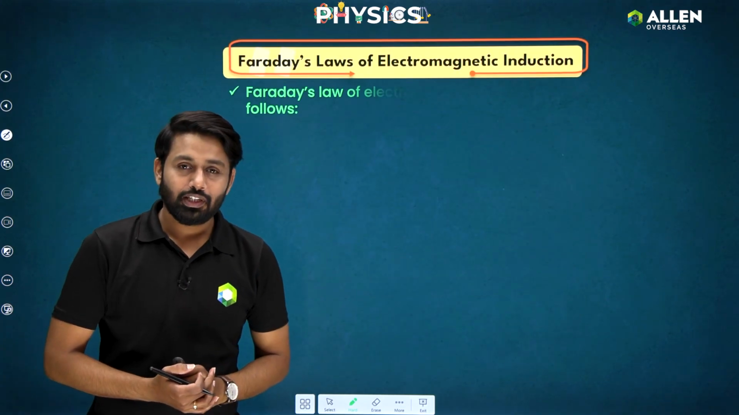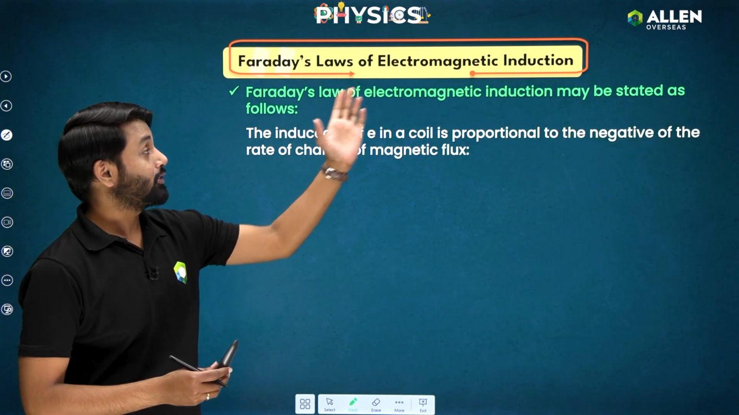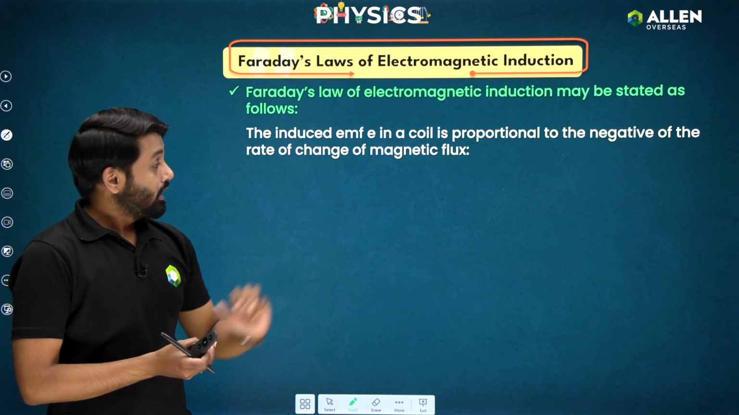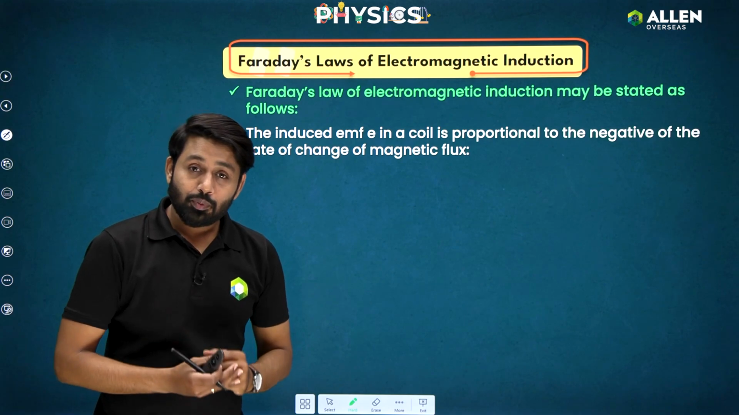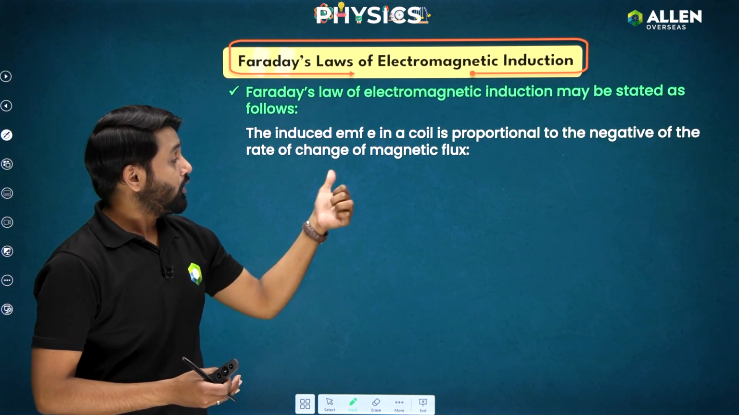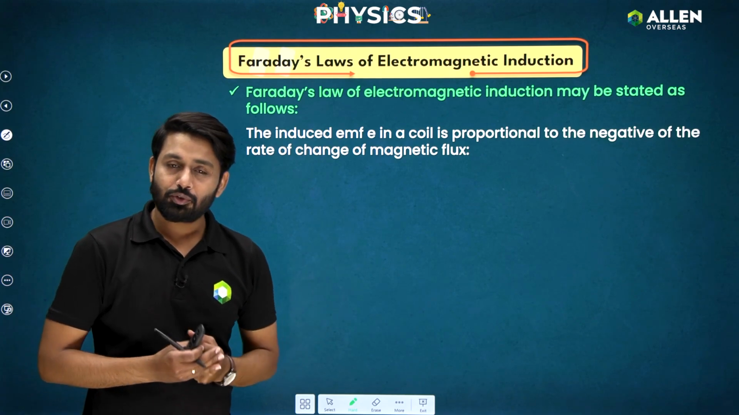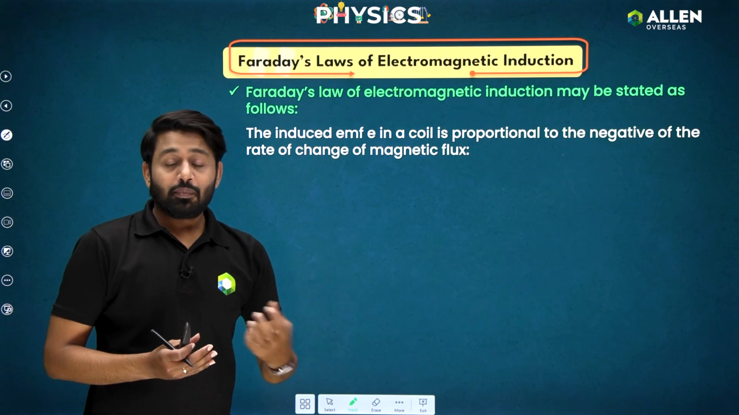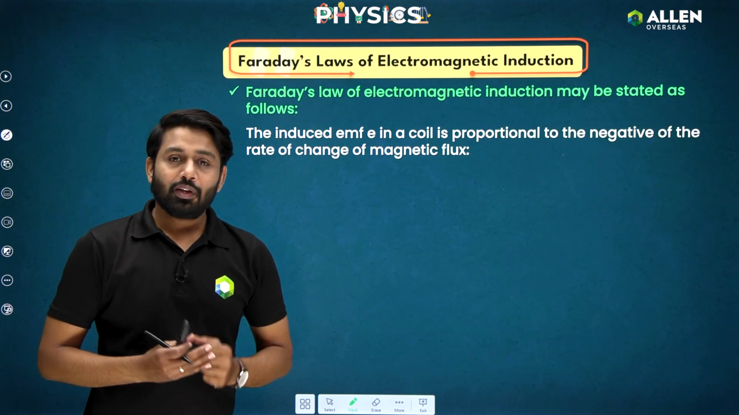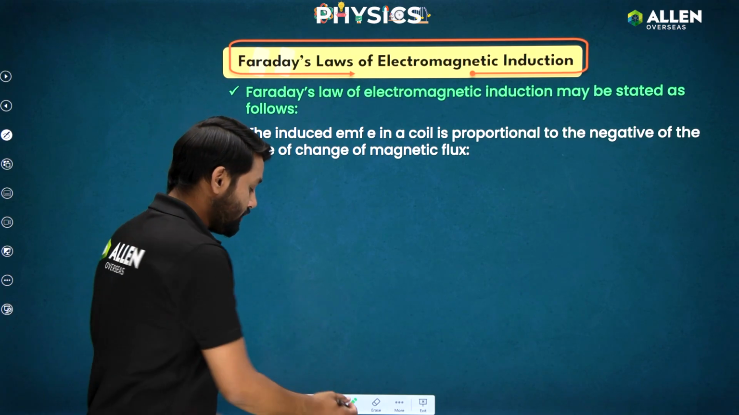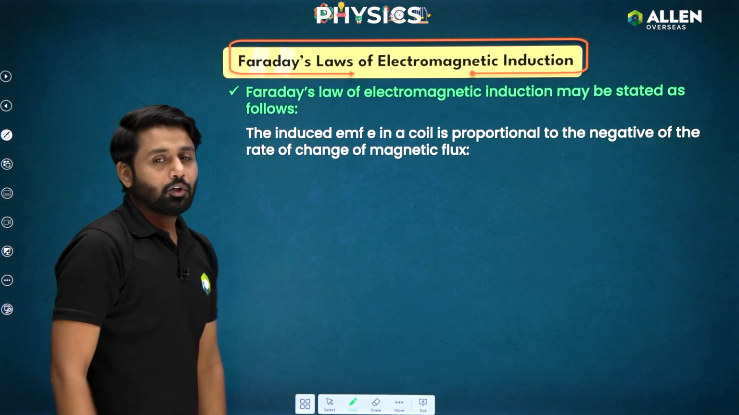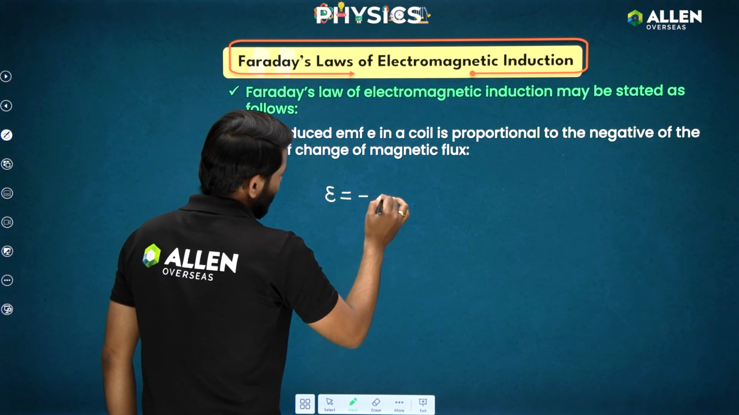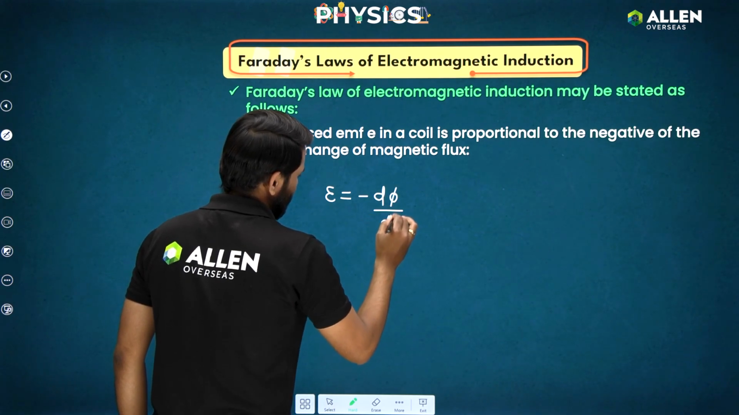Before starting Motional EMF, we should know about Faraday's law of electromagnetic induction. So what is this law? According to this law, the induced EMF in a coil is proportional to the negative of the rate of change of magnetic flux. Whenever we change the magnetic flux related to any closed circuit, EMF will be induced in that closed circuit. That EMF we call induced EMF, right? And we can find that induced EMF by Faraday's law of electromagnetic induction. We can write E is equal to minus d phi by dt.